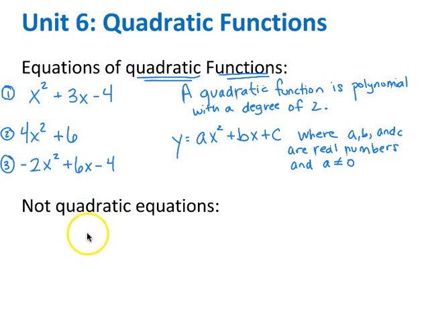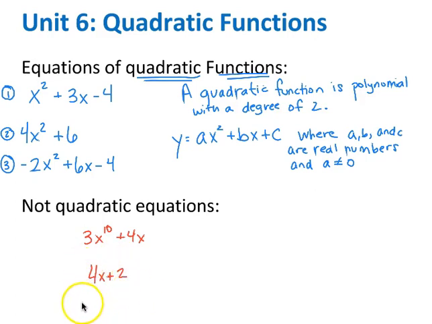Something like 3x to the 10th power plus 4x. That is not a quadratic function, and that's because look at this exponent here, 10. It's greater than a 2, so that's not an example of a quadratic equation. If I had 4x plus 2, that's not an example either because we don't have a squared term. This would just be a linear function.